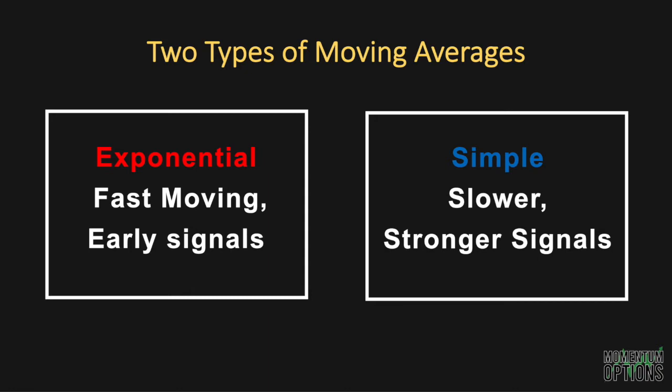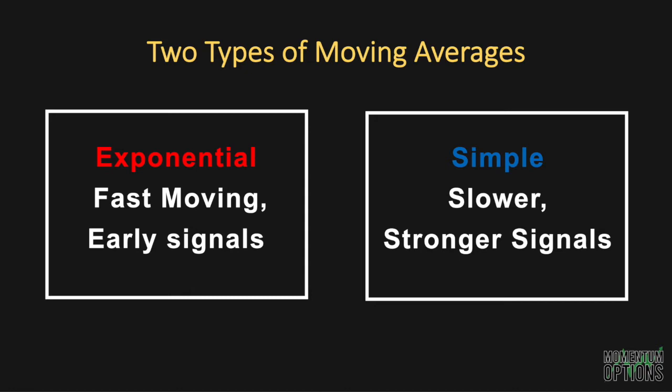We have our exponential, which are more fast moving and give us early signals. These are very useful at determining the short-term trend, what's been going on more recently. We can use these on absolutely every time frame.